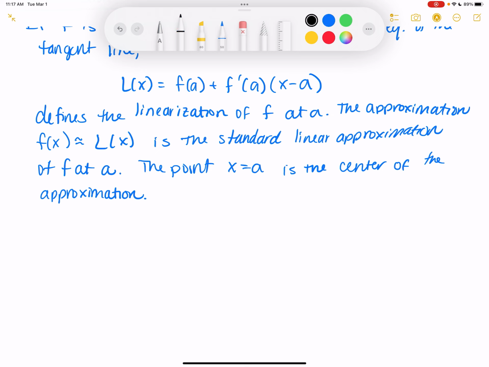For 1 through 6, it says find the linearization L of x of f of x at x equals a, and then how accurate is the approximation L of a plus 0.1 approximately equal to f of a plus 0.1. See the comparison. Okay. Not hard, just a lot of steps.